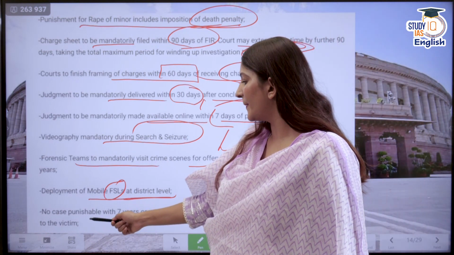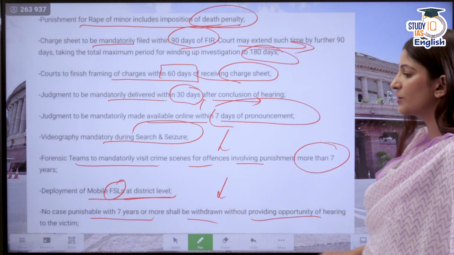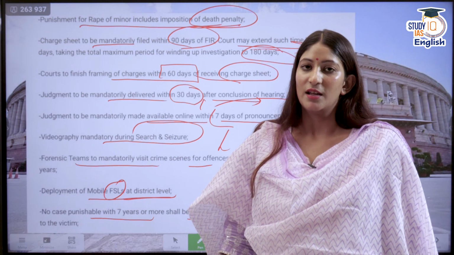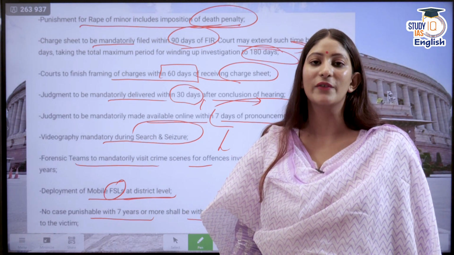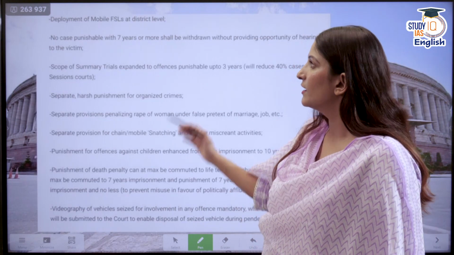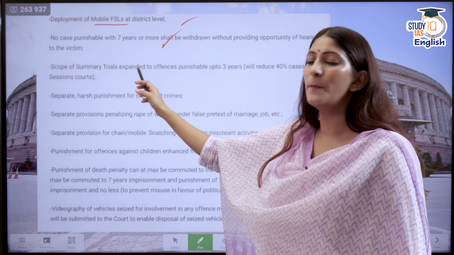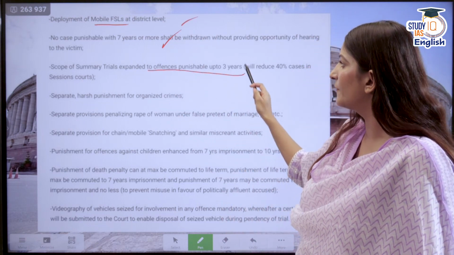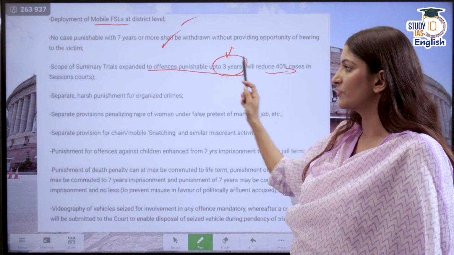Then no case punishable with 7 years or more shall be withdrawn without providing an opportunity of hearing to the victim. Okay, this is also very important. That means this particular law is becoming more victim centric. That is good. Then deployment of Mobile FSL, I have already told you this. Scope of summary trials expanded to offences punishable up to 3 years. It will reduce 40% of cases in the Sessions Court.